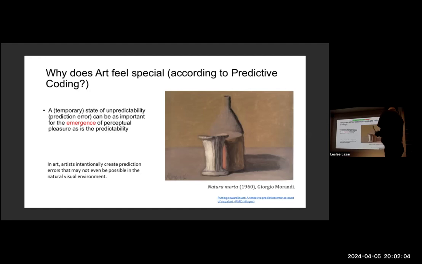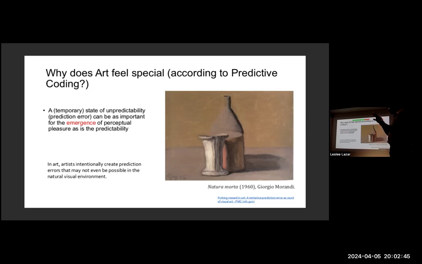This is a painting by Giorgio Morandi, and you see there's a very blurred boundary between the background and the model, right? Here the artist is actually creating errors that don't happen in real life. Sometimes it happens, but this is purposely giving a prediction error, right? You have clearly made a bottle out of it, but the whole subtlety and beauty of the painting is the fact that we don't know where this ends, right? So artists intentionally create these prediction errors that may not even be possible in the natural environment. So now you see where I'm going with this.